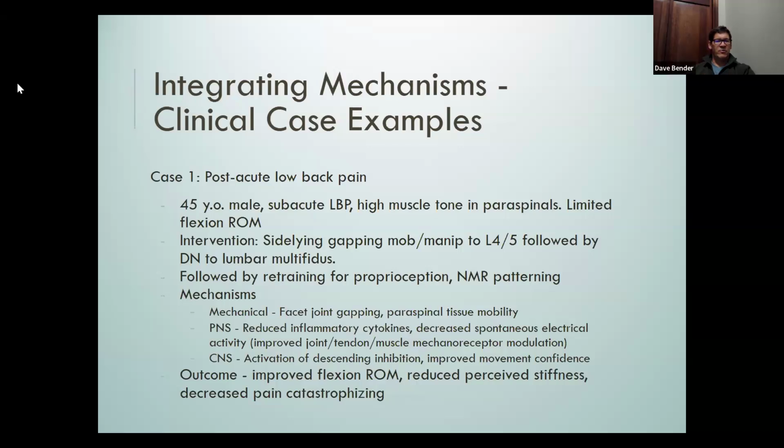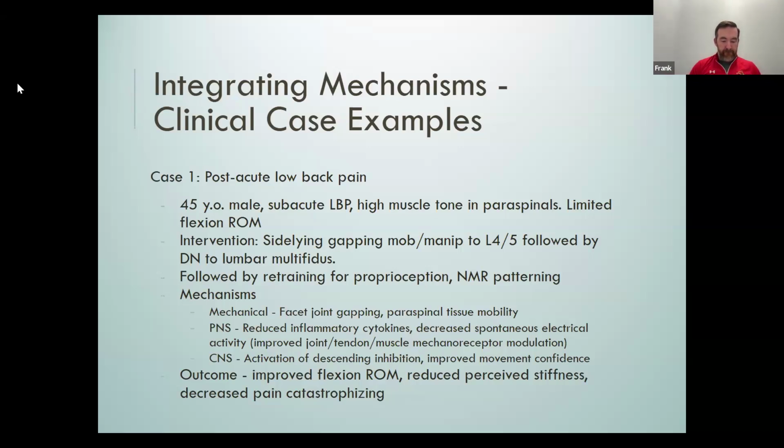Good. Frank, you want to lead this portion of it here? Yeah, so I want to go over two cases here. The first one, we have this post-acute low back pain, maybe a 45-year-old male, subacute low back pain. He's got high muscle tone in his paraspinals. So, lots of guarding. He's got limited flexion range of motion. He doesn't really have any cognitive overlay. There's no real fear avoidance, no real catastrophizing.